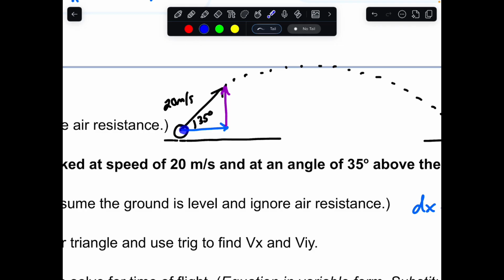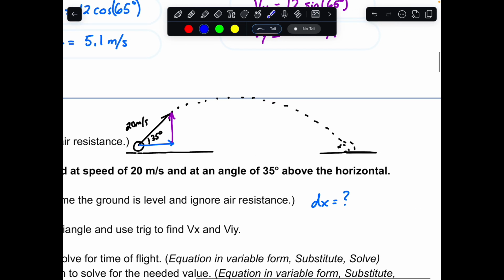I draw these horizontal and vertical components in there to remind myself that I need to break this 20 into that horizontal part and into the vertical part in order to do my math. I'm also going to be thinking about this as a projectile. So after the kick happens, the force of gravity is the only force acting on it.